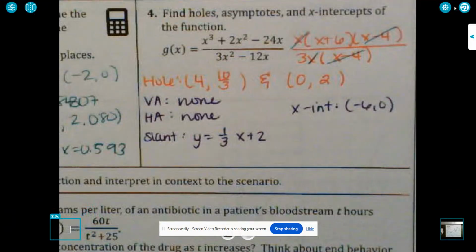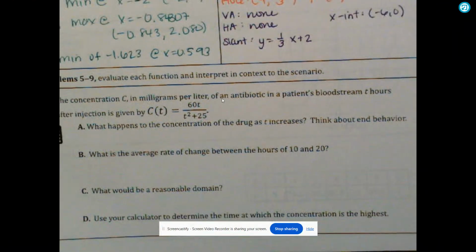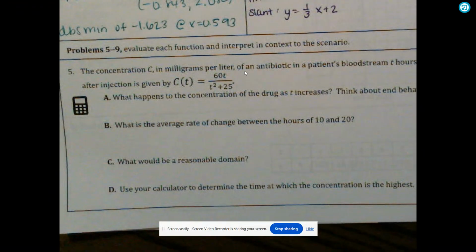All right, so moving on to number 5. Okay, so this goes back to Desmos. I've already put it in there. It says what happens to the concentration of the drug as T increases. So we can look at end behavior here. T increases, obviously, we're going to positive infinity.